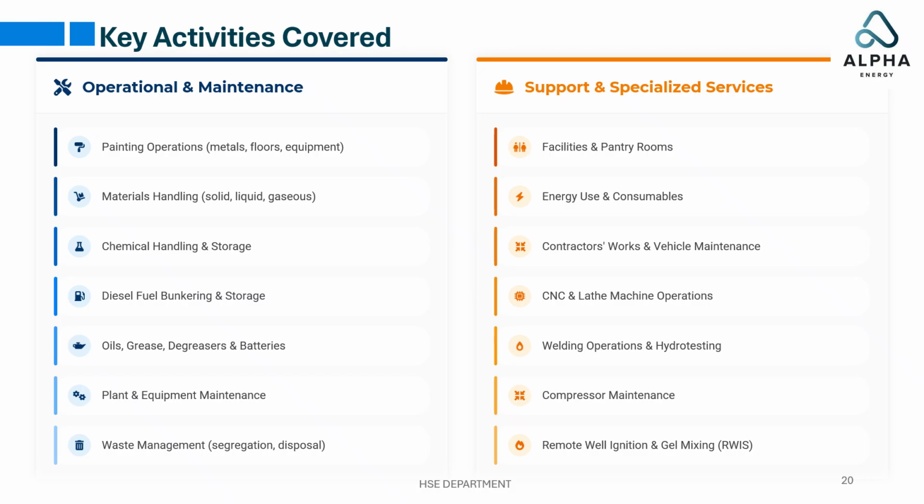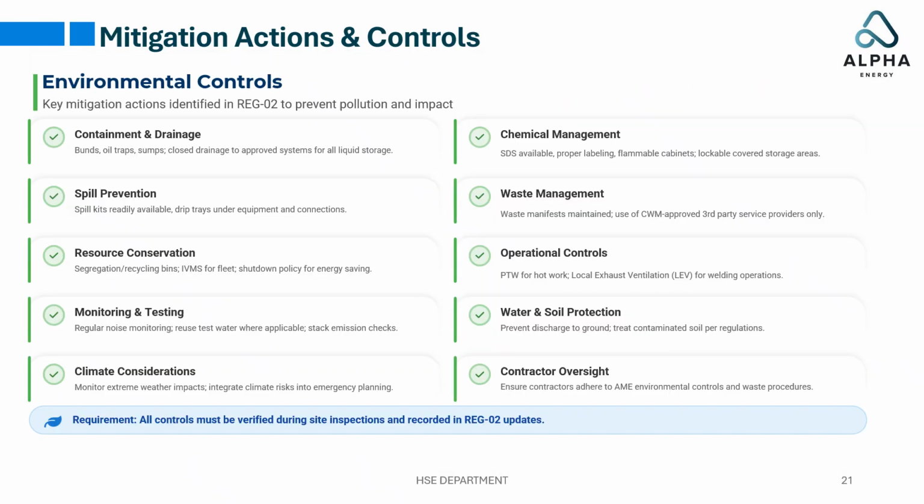Under support and specialized services, the activities include facilities and pantry room operations, energy use and consumables, contractors' works in vehicle maintenance, CNC and lathe machine operations, welding operations and hydrotesting, compressor maintenance, and specialized operations such as remote well ignition and gel mixing, RWIS. These activities are evaluated to identify environmental aspects and potential impacts to ensure proper environmental management and compliance.